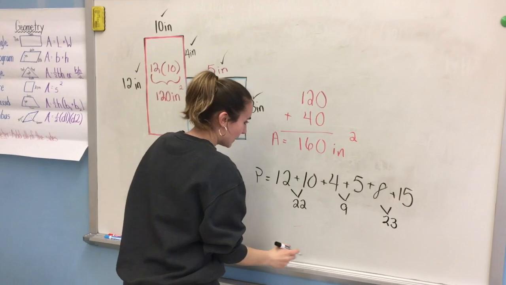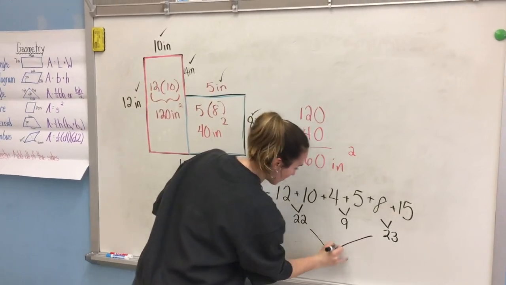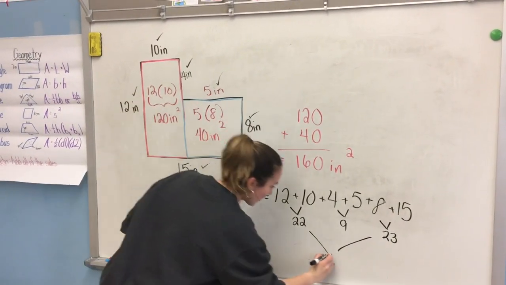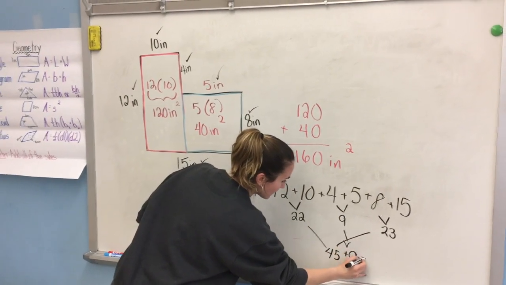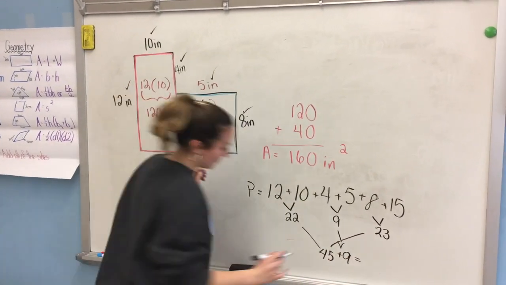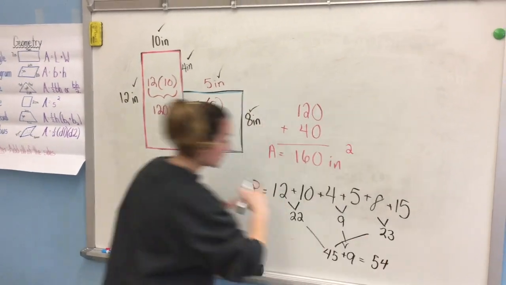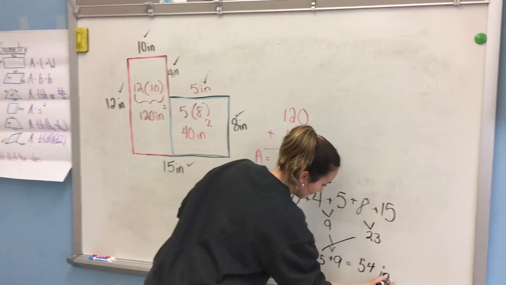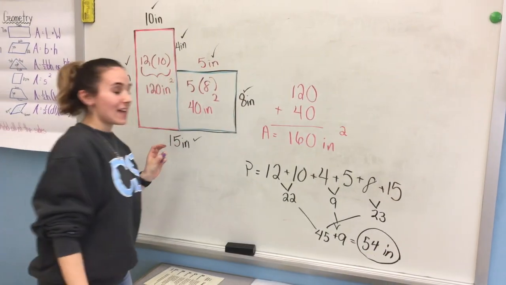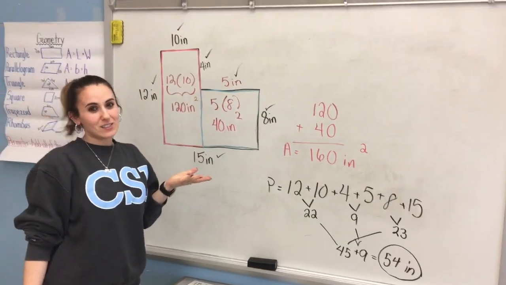Now I have, let's do 22 plus 23. That's easier for me off the top of my head. That's 45. And then bring down my 9. 45 plus 9 should be 54. Now it's not just 54, we're solving for perimeter. It's 54 inches. Wow, a lot of work. But I think you guys can do this.